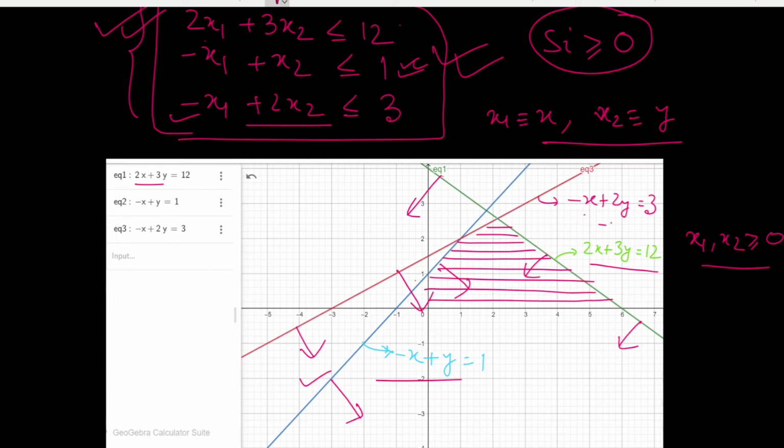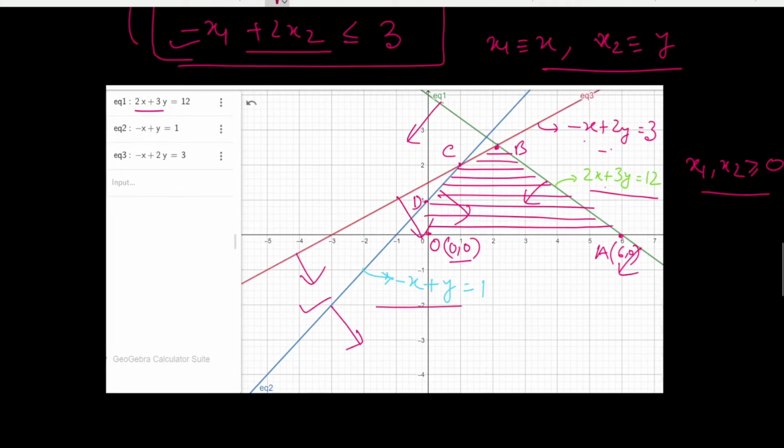Now we find the extreme points, that is this point O. Suppose these points are O, A, B, C and D. So this is O (0, 0), and this is the point A (6, 0), you can check easily. The B point is the intersection of 2x plus 3y equal to 12 and minus x plus y equal to 3.